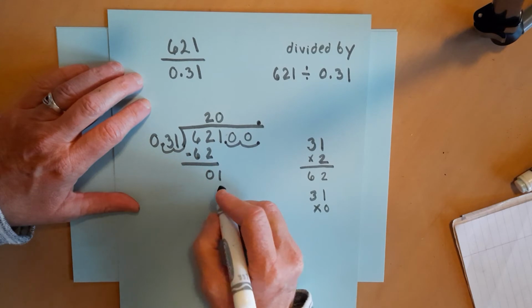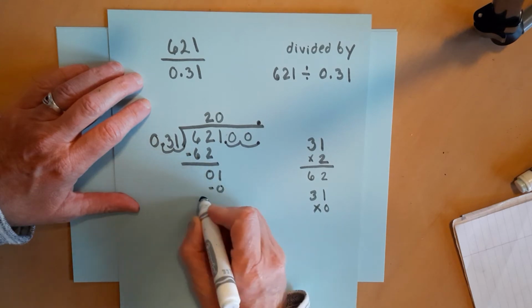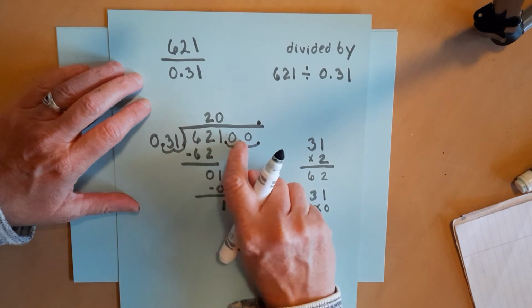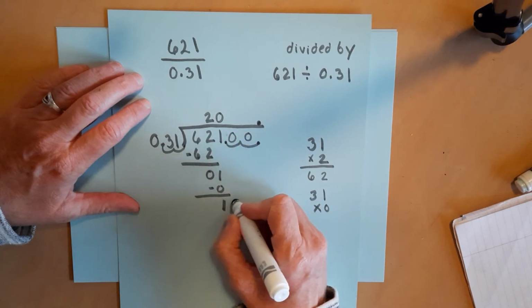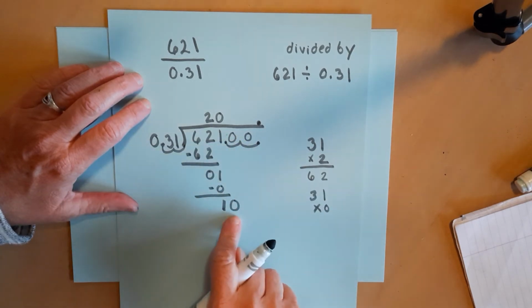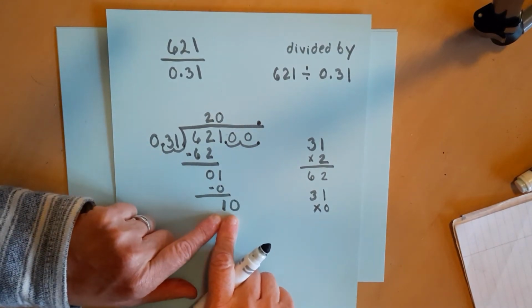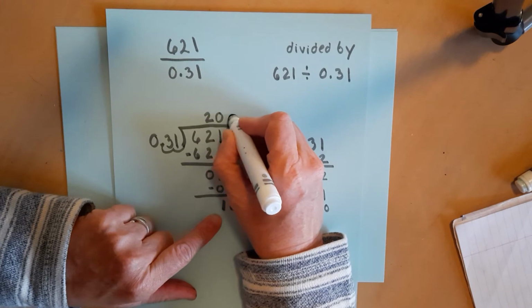0 times 31 is 0. So we're going to subtract again. 1 minus 0 is 1. Now we're going to bring down this 0 right here. We'll bring that down, and then it makes 10. 31 still can't go into 10. 10 is still not big enough. So we have to put another 0 up here.